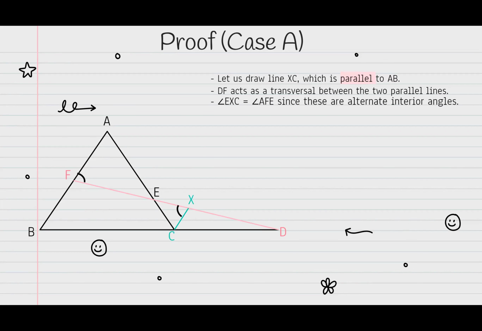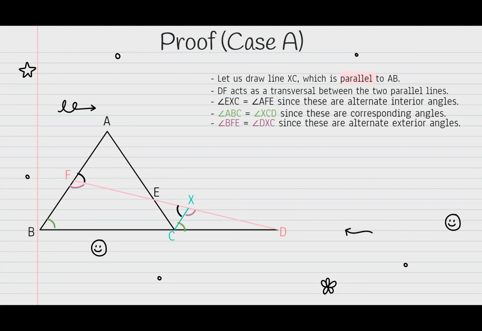Angle EXC is equal to angle AFE because these are alternate interior angles, which again arises because we have the two parallel lines. Now, angle ABC is equal to angle XCD because these are corresponding angles. And angle BFE is equal to angle DXC because these are alternate exterior angles. Therefore, we can relate triangles FBD and XCD by similarity criterion AA.